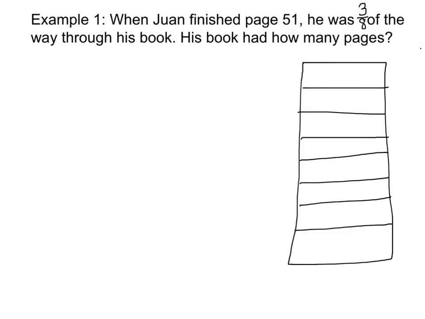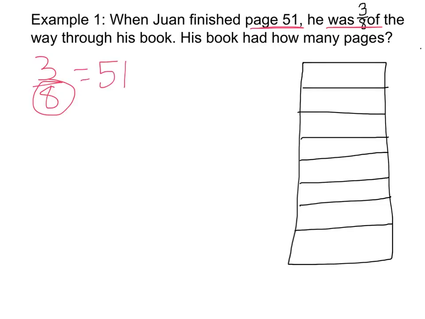Example 1 says when Juan finished page 51, he was 3/8 of the way through his book. His book had how many pages? Page 51 and 3/8 have a relationship. 3/8 of his book is 51 pages. That's 3/8 is our fraction. If I had a full 1, I would have 8/8. So that's why I have 8 boxes drawn here to the side. There's 8 boxes.